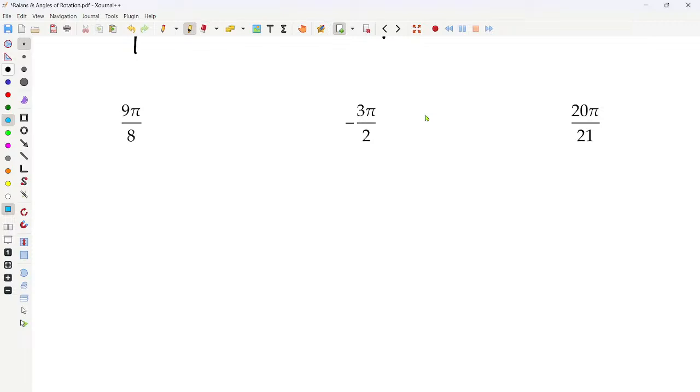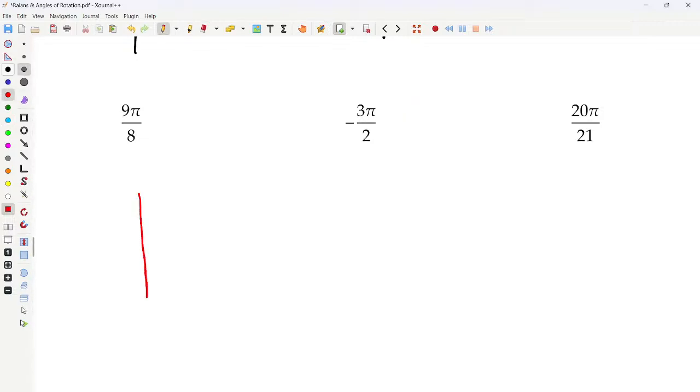That's quadrant 3. Reference angle is pi over 8. That's not in a quadrant at all. And that's in quadrant 2, pi over 21. Done. That's so much easier in the radians. All right. You guys are good on that, right? Totally get it. No, it really is. Ready?